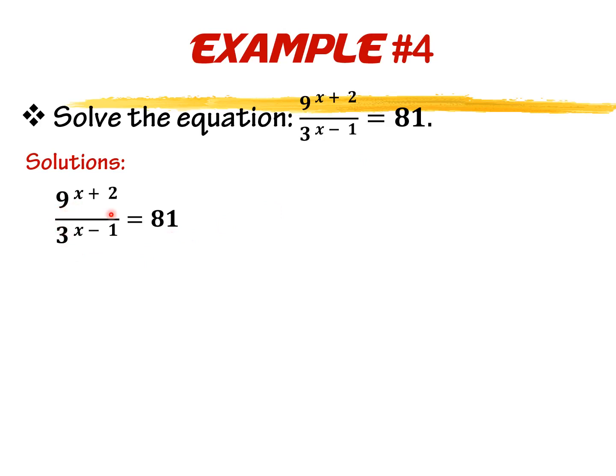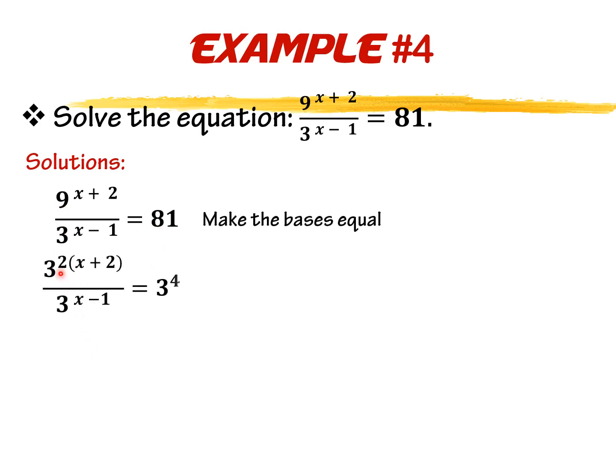So we can have 9 as 3 squared and 81 as 3 raised to the 4th power. So we can have now 3 raised to the 2nd power times the original exponent x plus 2, and then we copy the denominator as is, and then we make 81 equal to 3 raised to 4. So now they have the same bases, we can now equate the exponents.